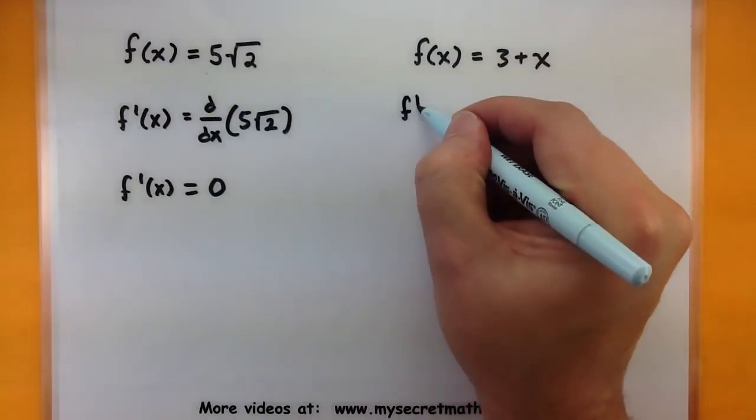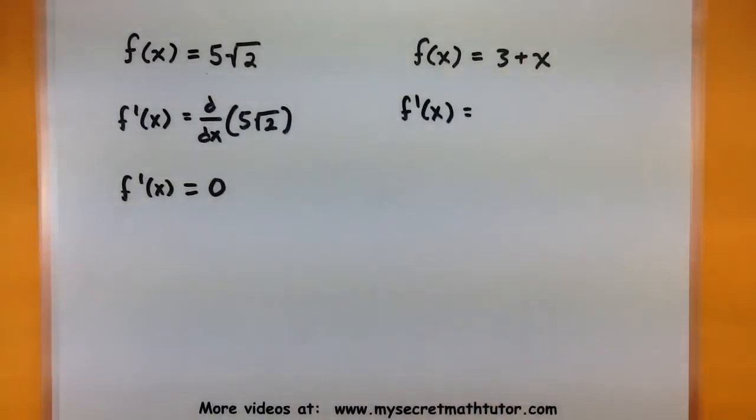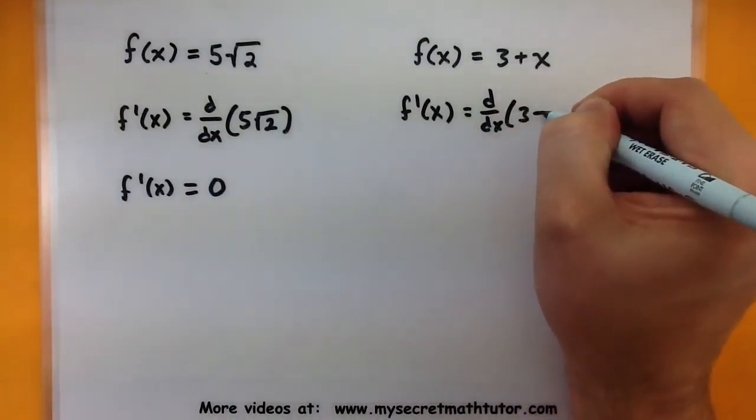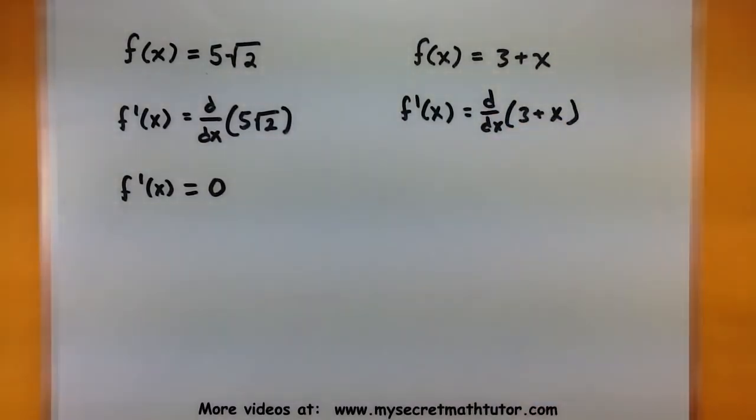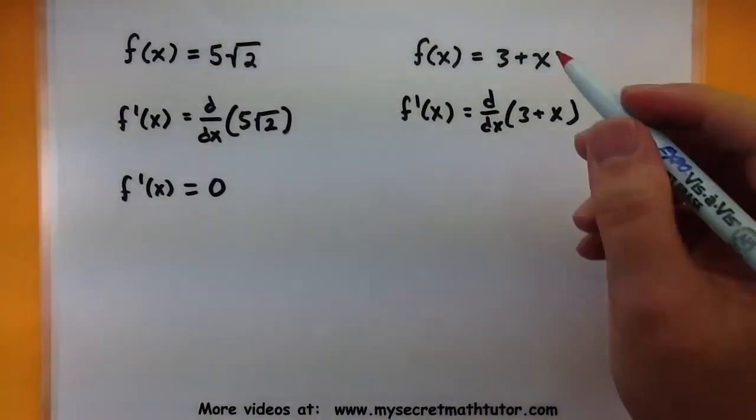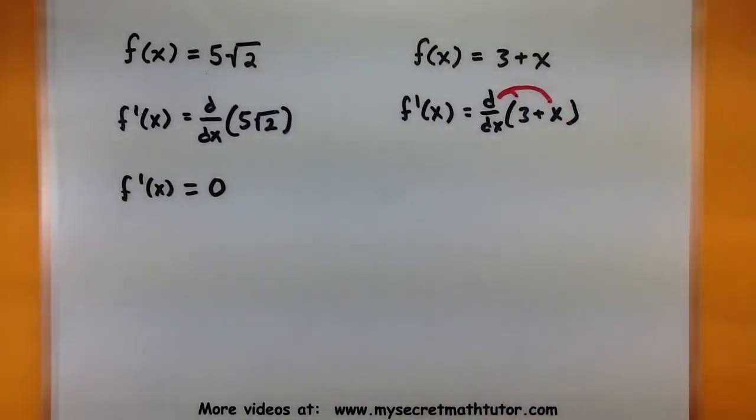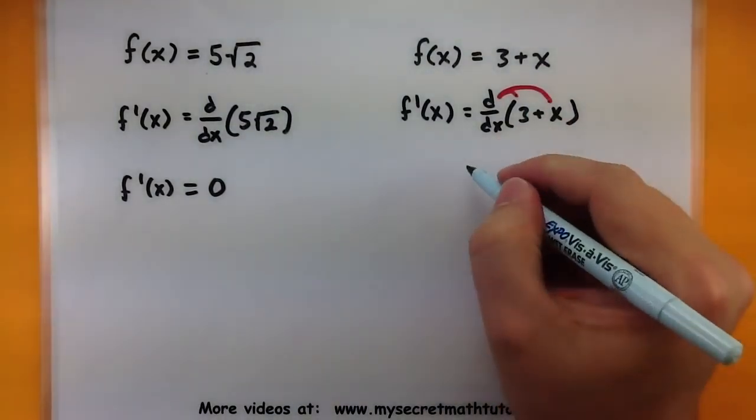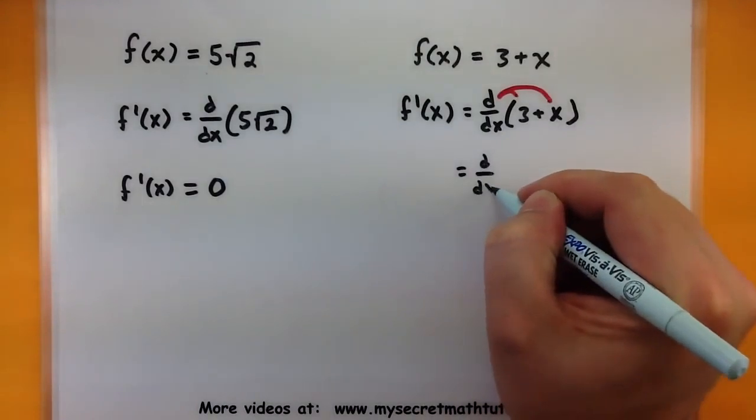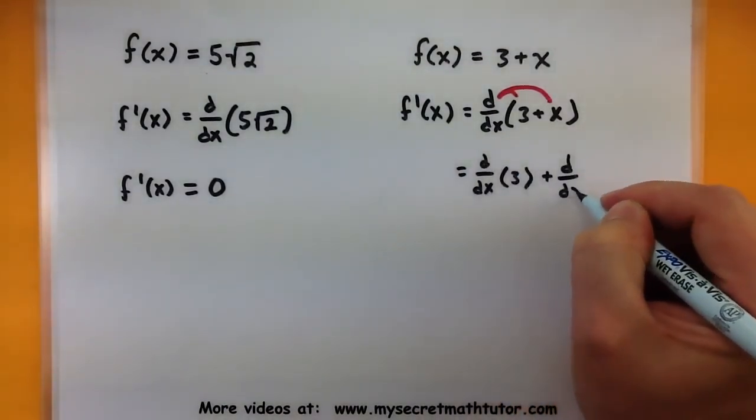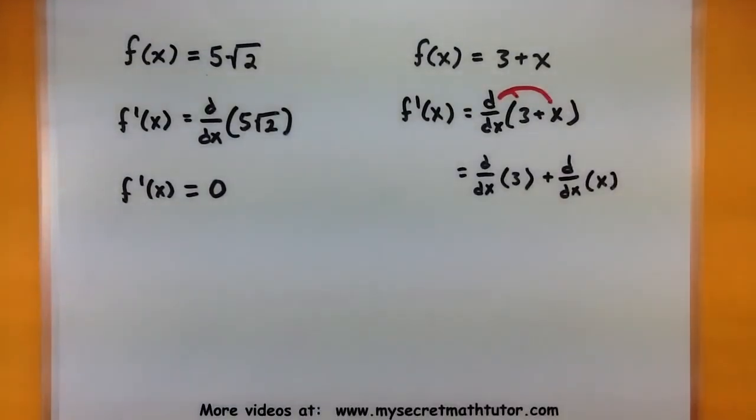In this next one, we want to take the derivative of 3 plus x. Now notice how this one has 2 different pieces to it. And so we want to think of taking the derivative of each of them, and we can do it because they're connected using addition. So now I want to know what is the derivative of 3 and what is the derivative of x.